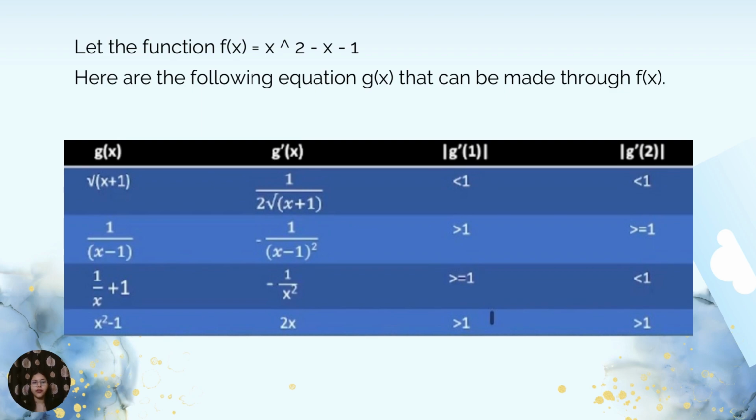Here are the following equations g of x that can be made through f of x. In this table, we have four equations of g of x. Now differentiate each g of x and then put the values of x as 1 and then 2 in all the g dash x respectively. Check whether the value is greater than or less than 1.